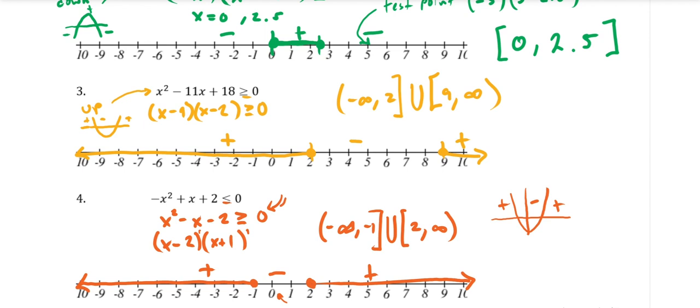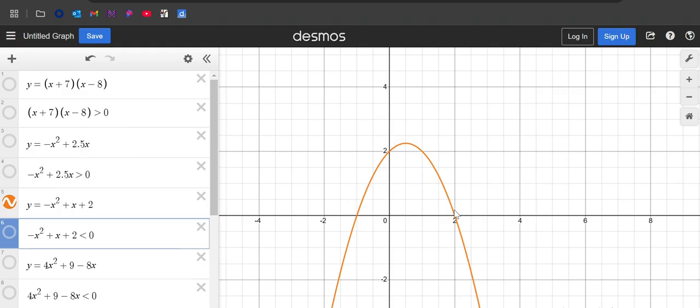Well, this one is asking us, where is it positive? So we shade precisely where there are pluses. We could also look at this parabola. Here's the original parabola with the negative leading term. And the original question was, where is it negative?